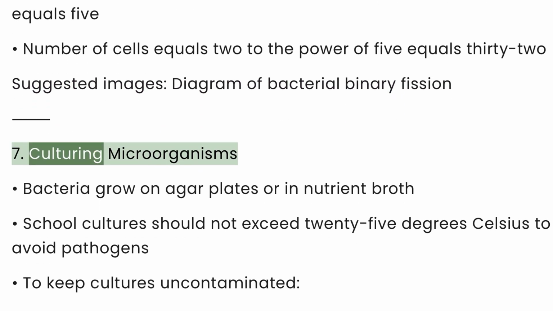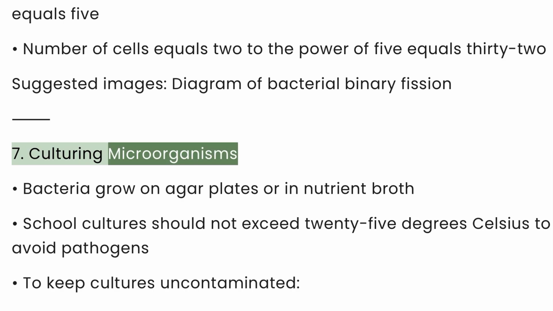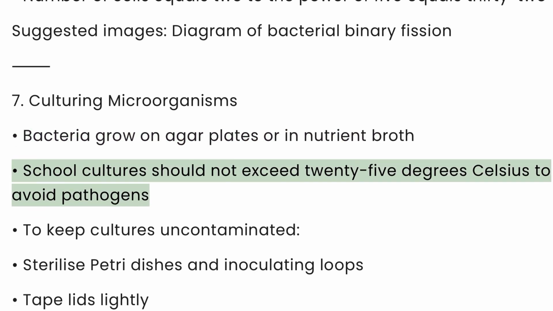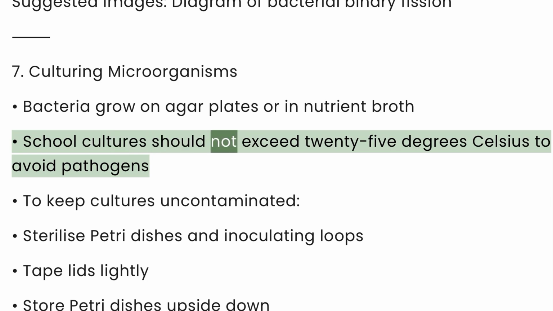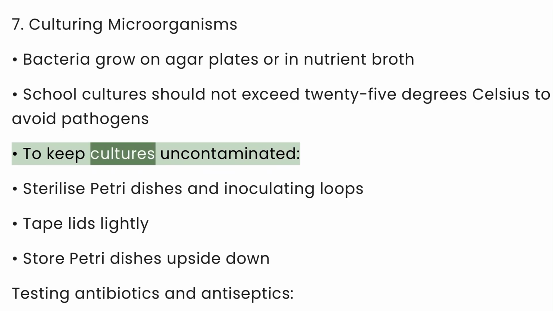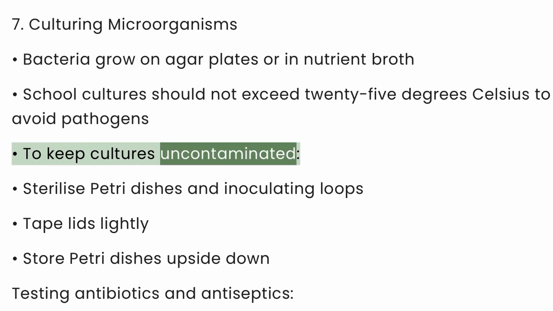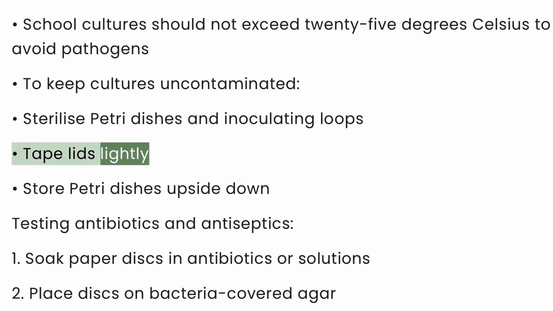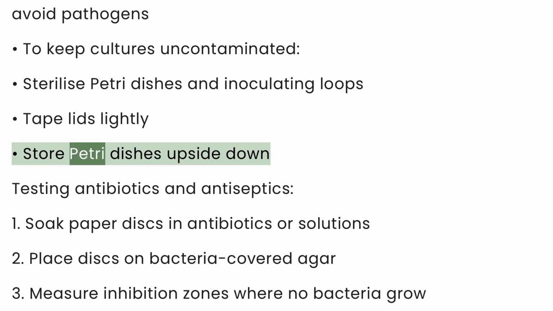7. Culturing microorganisms. Bacteria grow on agar plates or in nutrient broth. School cultures should not exceed 25 degrees Celsius to avoid pathogens. To keep cultures uncontaminated, sterilize petri dishes and inoculating loops. Tape lids lightly. Store petri dishes upside down.